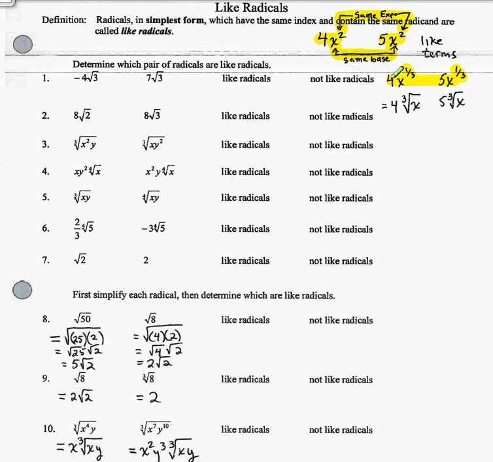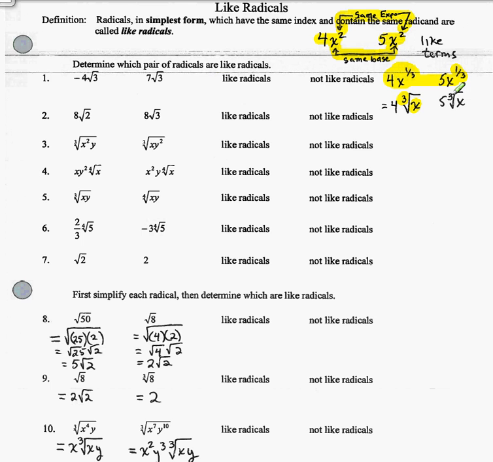Now I can take this first term right here and rewrite it in radical form. Remember, when I go from exponential to radical form, the base of the exponential expression becomes the radicand of the radical. The denominator of the exponent becomes the index. So 4x to the 1/3 can be written as 4 cube root of x. Similarly, 5 times x to the 1/3 power can be written as 5 cube root of x.